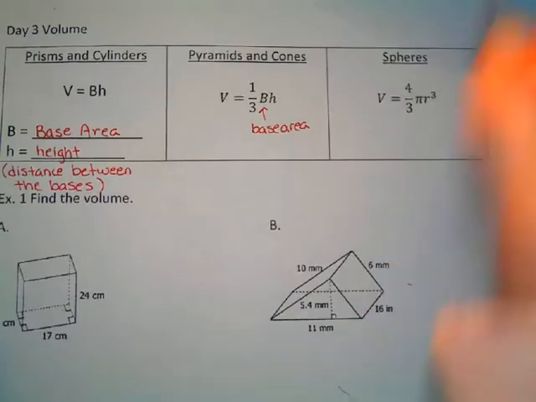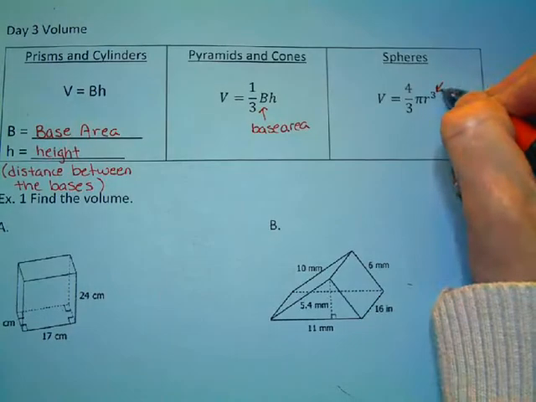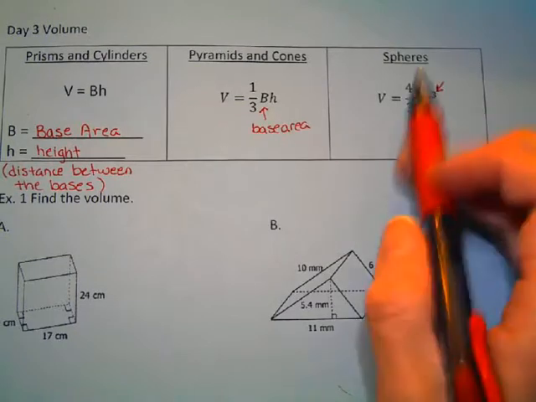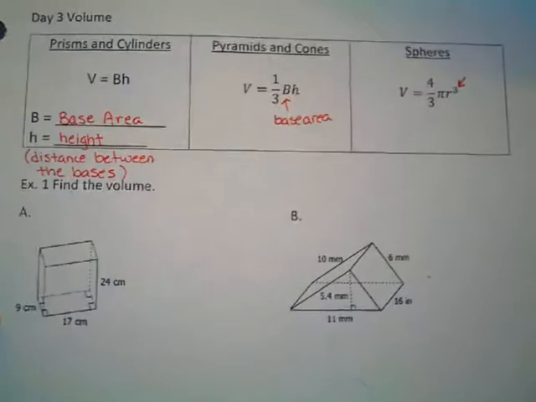Spheres, I want to point out, this is the only one that we have that has r cubed on it. It's 4/3 pi r cubed. Just watch that. We have so many examples where we do pi r squared. A lot of people will just automatically do that, but with a sphere, the volume is 4/3 pi r cubed.